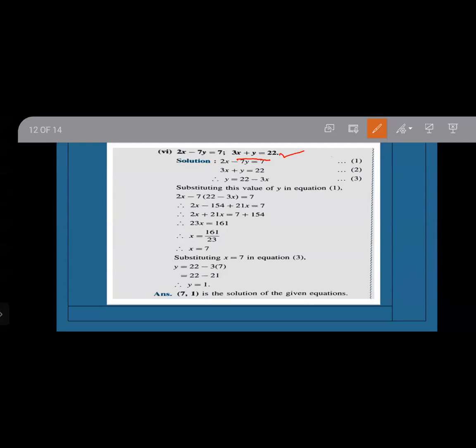See here, if you take the first equation, 2x minus 7y equals 7, and suppose out of this x and y, 2 is the lowest. So suppose 2x equals 7 plus 7y. Correct? So x is equal to 7 plus 7y, divided by 2. Now this multiplied is there. When it goes to this side, it will become divided.